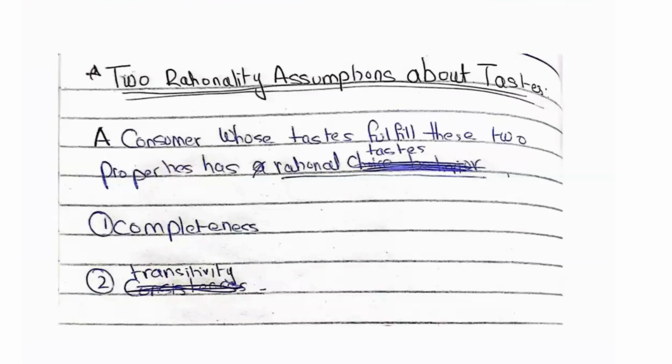You want to look at two rationality assumptions about tastes, where rational tastes are defined as tastes that fulfill two properties. Number one, they're complete, and number two, they're transitive. So focusing on the completeness property, first we'll look at what we mean by a complete taste.